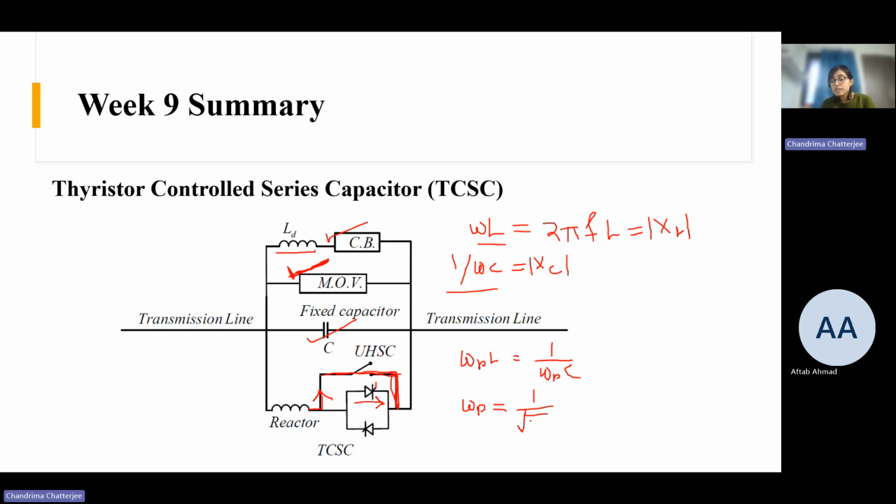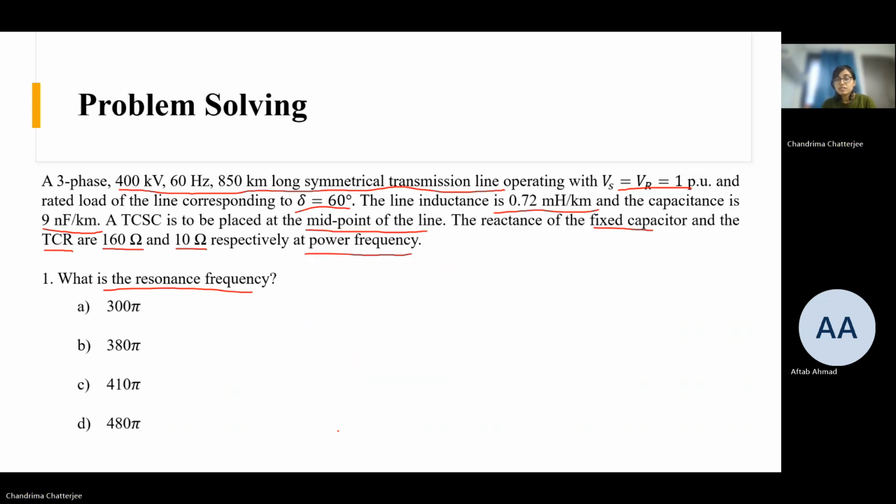And remember, these L and C values are not the L and C values of the transmission line that are given in the data. These L and C values are this C and this L. They are not the 0.72 millihenry and 9 nanofarad values. They are the parameters of the TCSC. So now how do we find the resonance frequency? For that, first we need the L and C values of the TCSC.